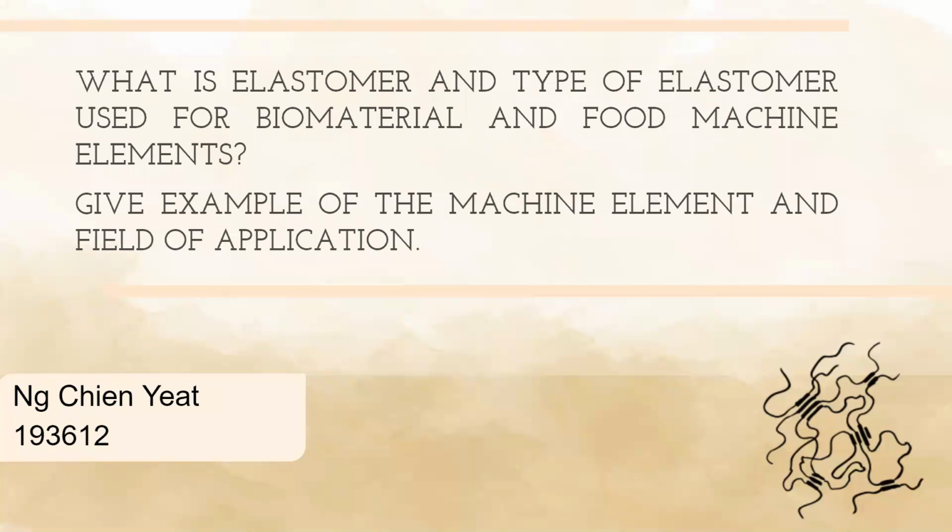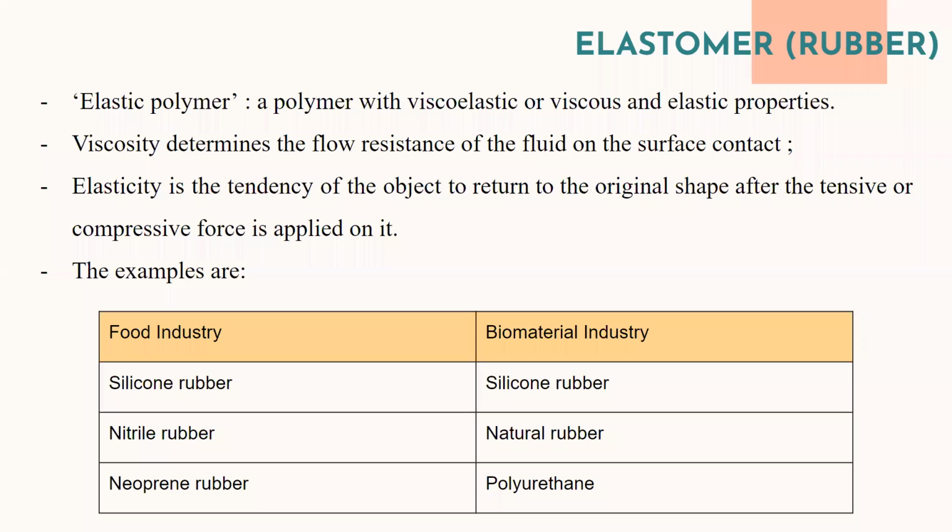Next is Eng Chien Yi. Very good. So I'm Eng Chien Yi, and what I'm going to present is what is elastomer and the types of elastomer used for biomaterial and food machine elements. Then I'll also give the example of the machine element and a field of application. Next.